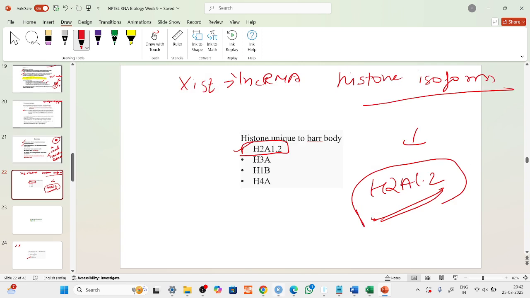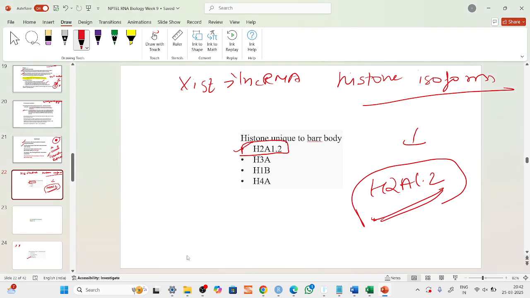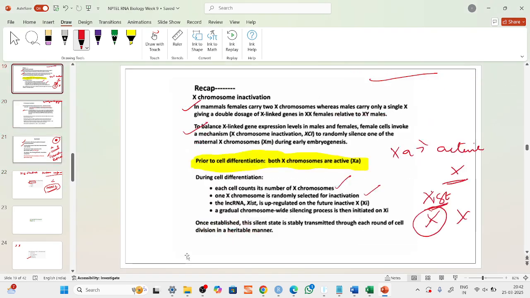So we have covered X chromosome inactivation, how it takes place, what the mechanism is, what the role of long non-coding RNA is, and the different types of X chromosome inactivation, which can be imprinted or random. So all this we have studied. Is it clear to everybody? I hope this is clear.